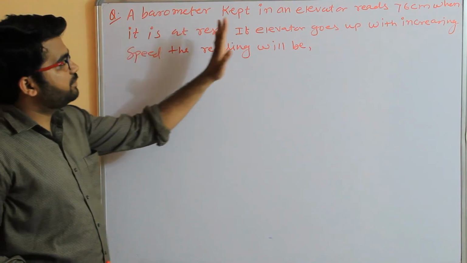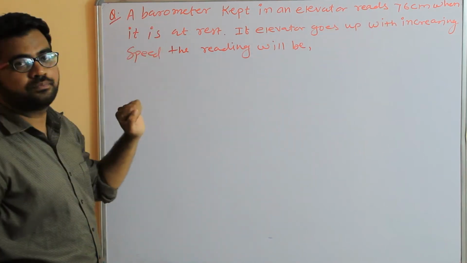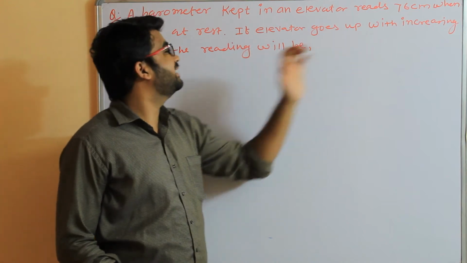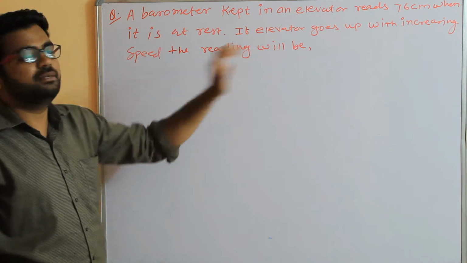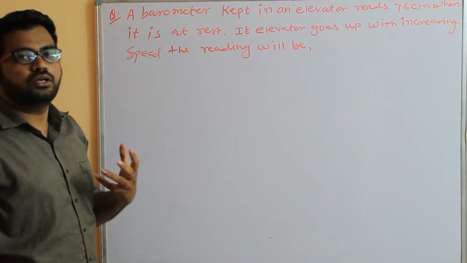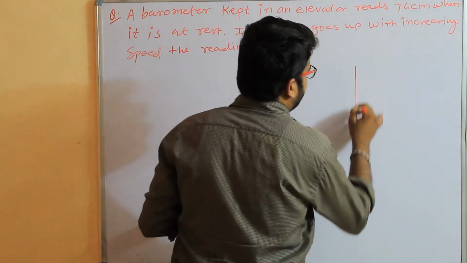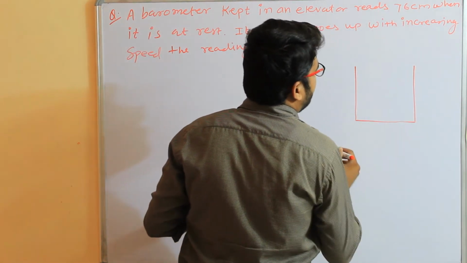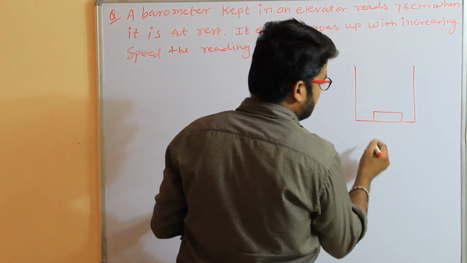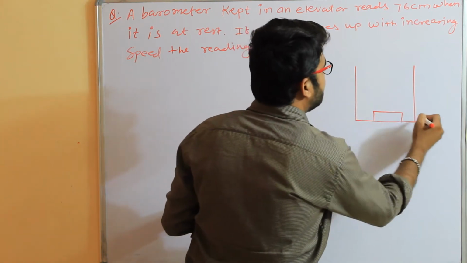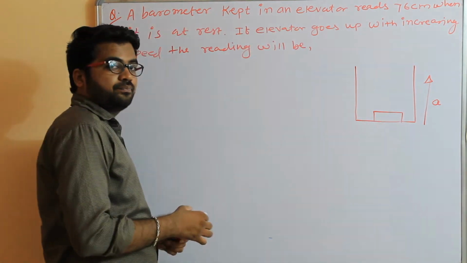A barometer kept in an elevator reads 76 centimeter when it is at rest. If the elevator goes up with increasing speed, that means the elevator is accelerating upward, the reading we have to calculate. So see here, the setup is like this. This is the elevator. In this one a barometer is placed, suppose this is the barometer. Now this lift is moving upward with an acceleration a, right?